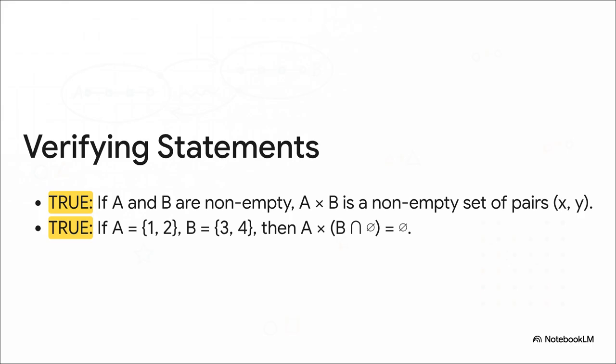First, you find the intersection of set B and the empty set, which is of course just the empty set. Then you try to make a Cartesian product with set A and that empty set. But since there's nothing in the second set to make pairs with, the result is also empty.